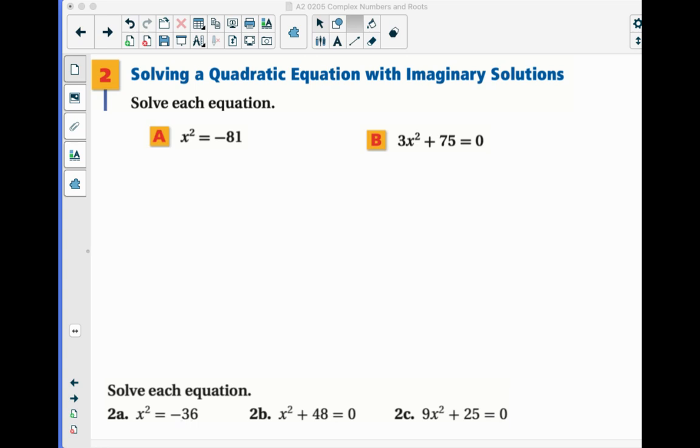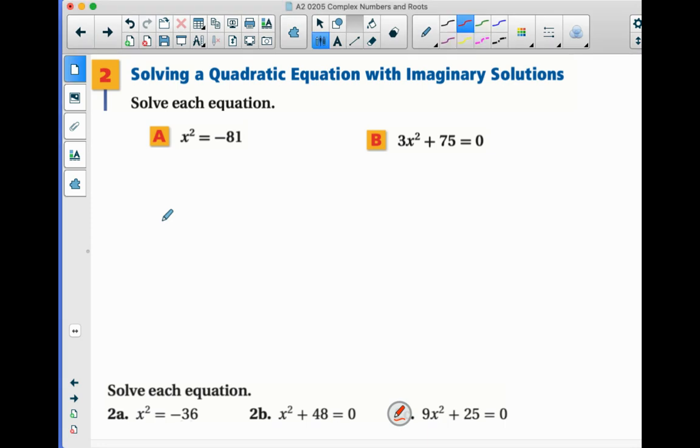Okay, now we're solving equations. Basically the same thing. X squared equals negative 81. You know our one step is to square root both sides. So, here we go. Now remember, every square root has two answers, the positive and negative, even in the imaginary number system, except for 0, because there's no negative 0.